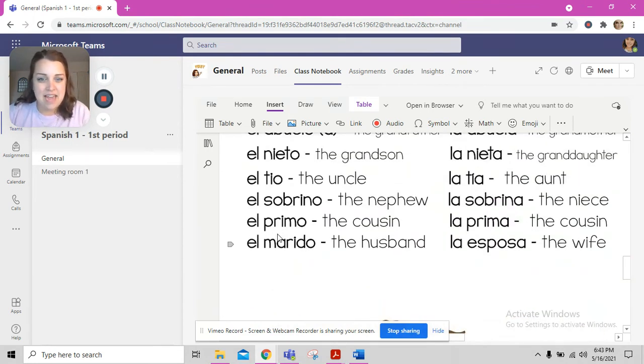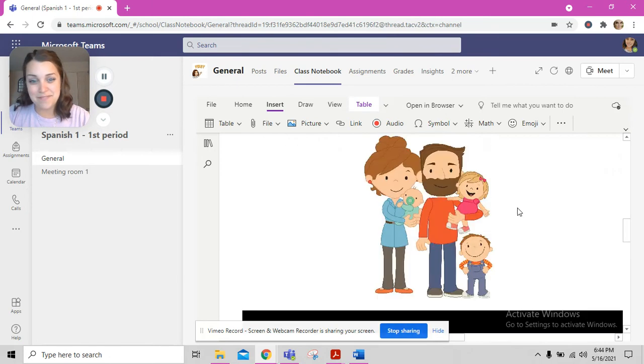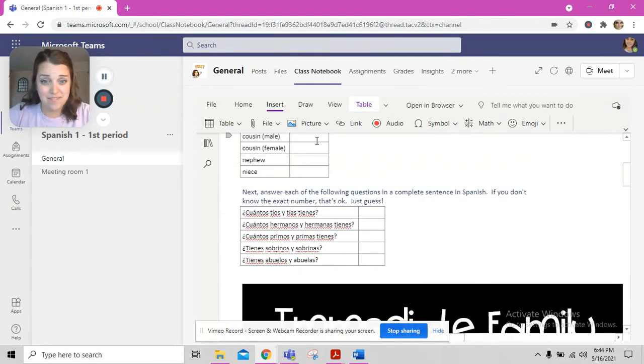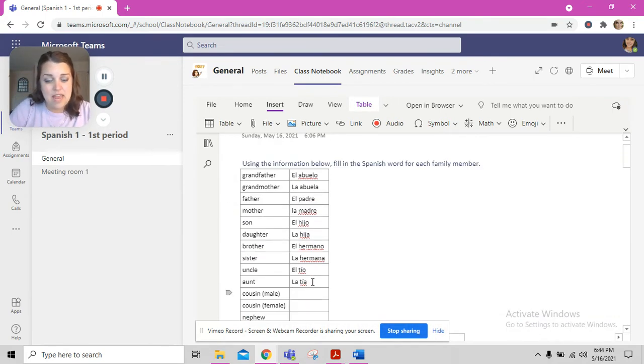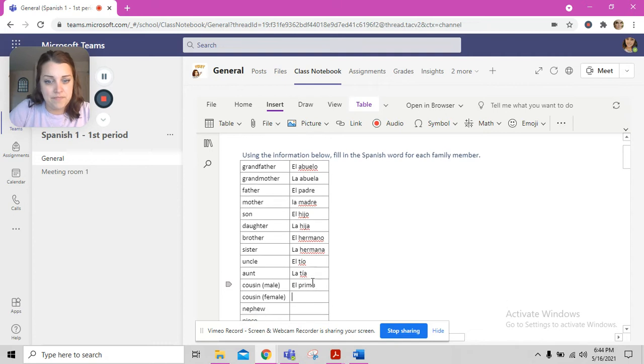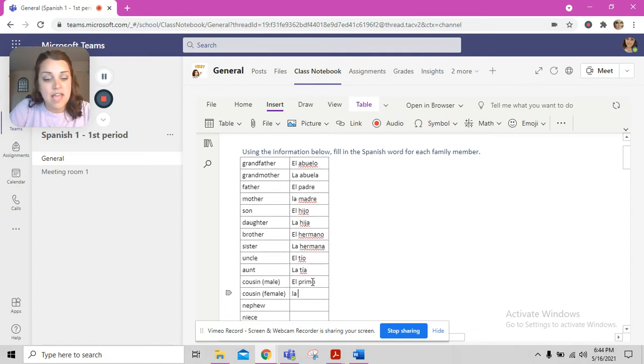And we have el primo for the cousin and la prima for the cousin. Whoa, very tricky down here. But we've already discussed the O and the A. O is for males, A is for females. We know this already. All right, so we're going to go up here, and I'm going to type el primo for the male cousin and la prima for the female cousin.